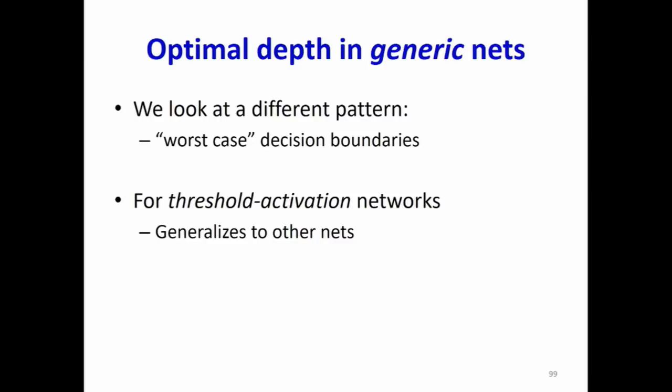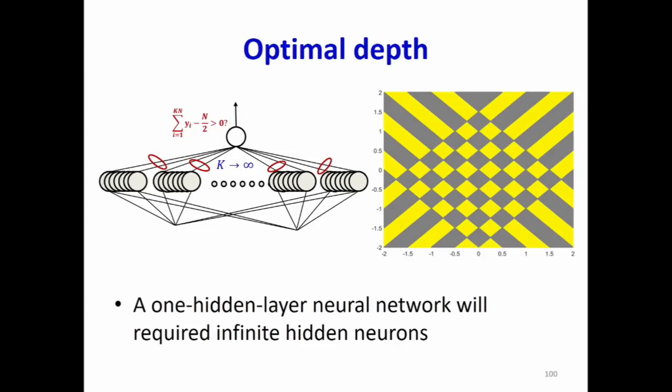But then let's try to make it a little more concrete, right? Let's take a very specific pattern. I want to generate a decision boundary which is this checkerboard. It's in 2 dimensions, right? If I want to do this using only one hidden layer of neurons, how many neurons would I need in the hidden layer?